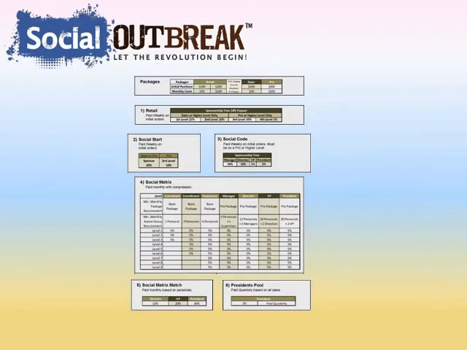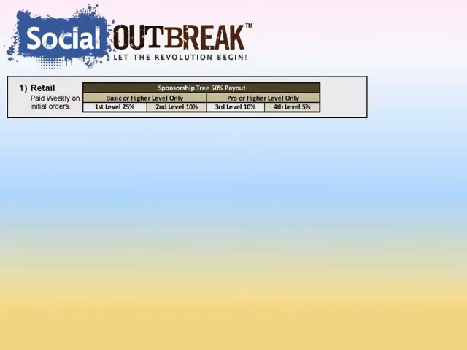Now let's look at section number 1 of the compensation plan, which is the retail commission. Everybody knows business owners that are looking to increase the bottom line, expand their customer base, and get more eyes on their Facebook application. Nothing does that better than our Social Outbreak tool, and Social Outbreak pays us very handsomely to go out and find those retail customers.